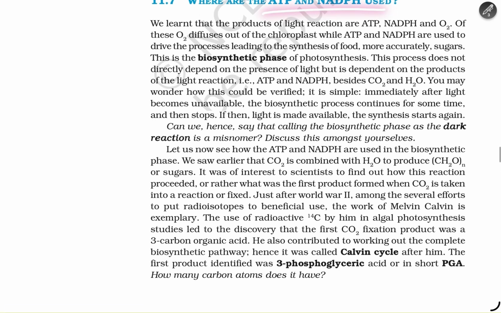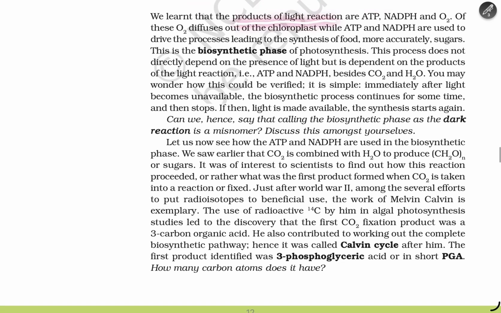Where are ATP and NADPH used? We have learned that the products of the light reactions are ATP, NADPH, and O2. Of these, oxygen diffuses out of the chloroplast, while ATP and NADPH are used to drive the processes leading to the synthesis of food, more accurately sugar, and this is the biosynthetic process of photosynthesis.